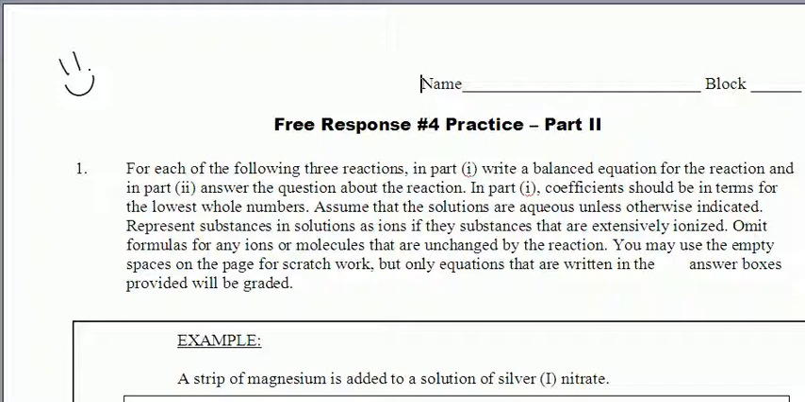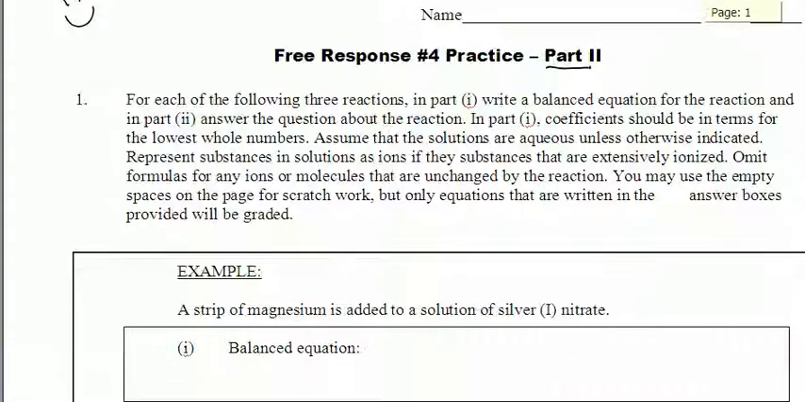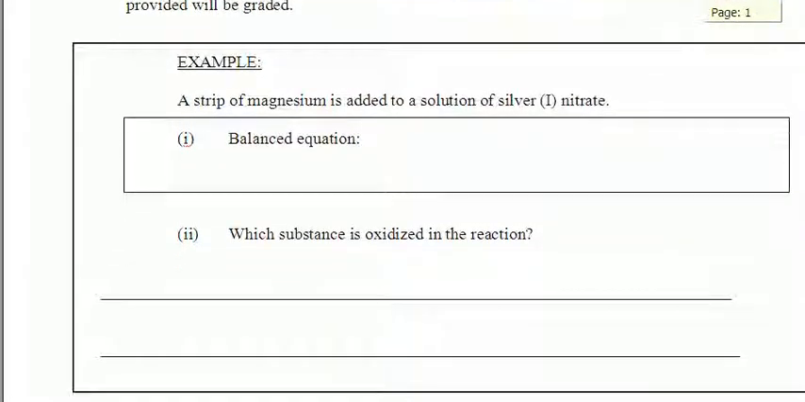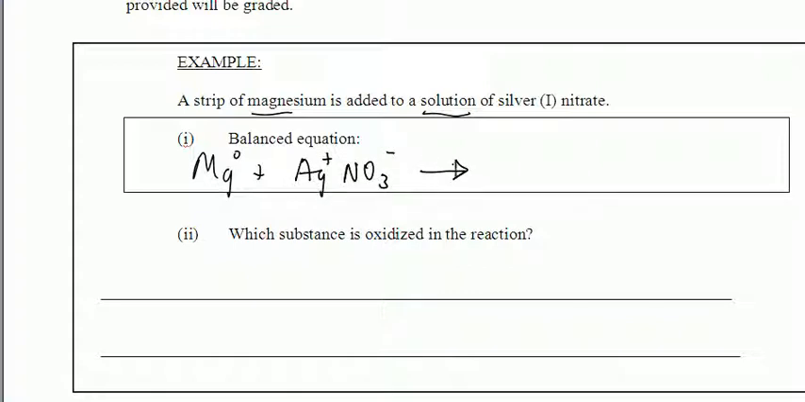Free response number 4, practice part 2. We're going to go through it just like we did last time. Again, I'm going to go through the example just to reinforce it. They say a strip of magnesium is added to a solution of silver 1 nitrate. When they see the word solution, you're going to see the ions. Magnesium is going to go up in charge to 2 plus to react with NO3 minus.